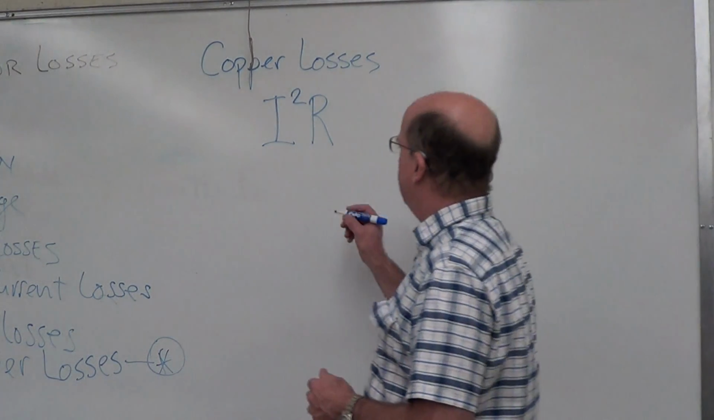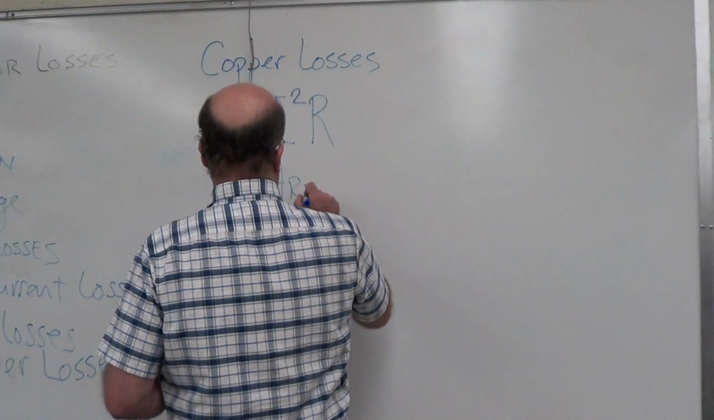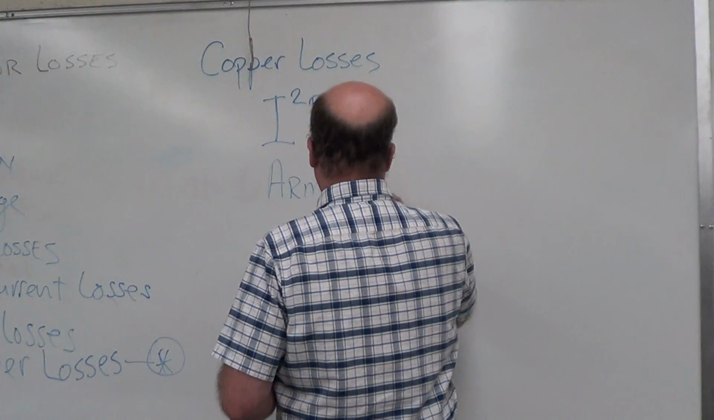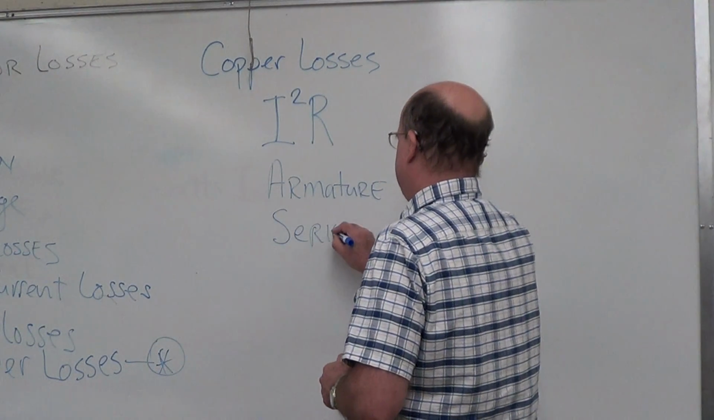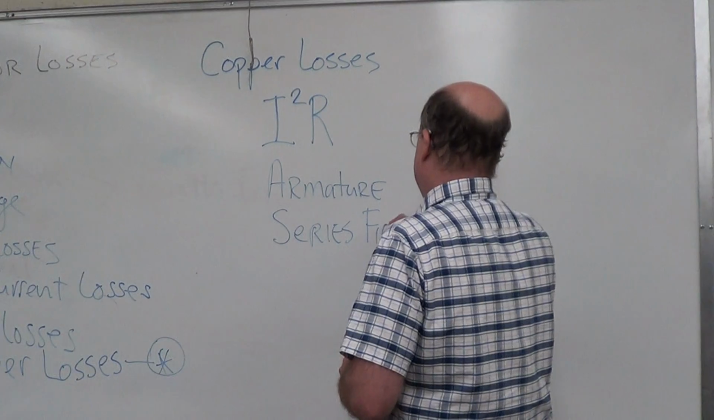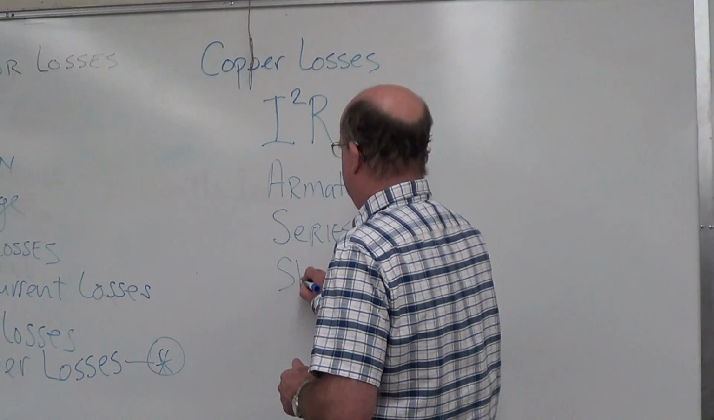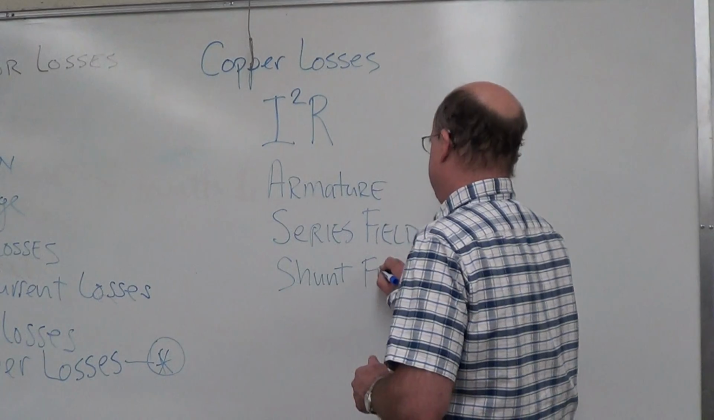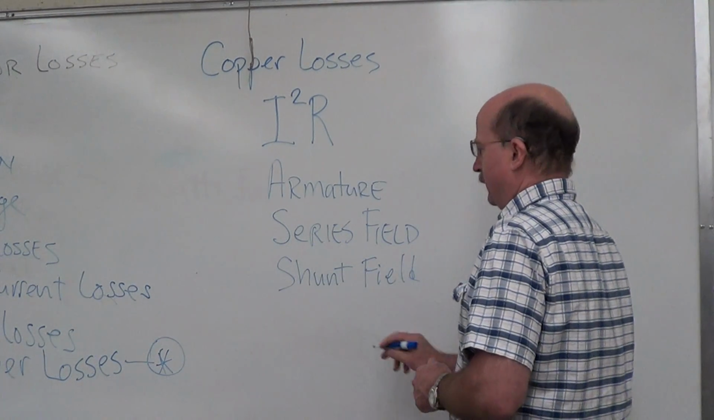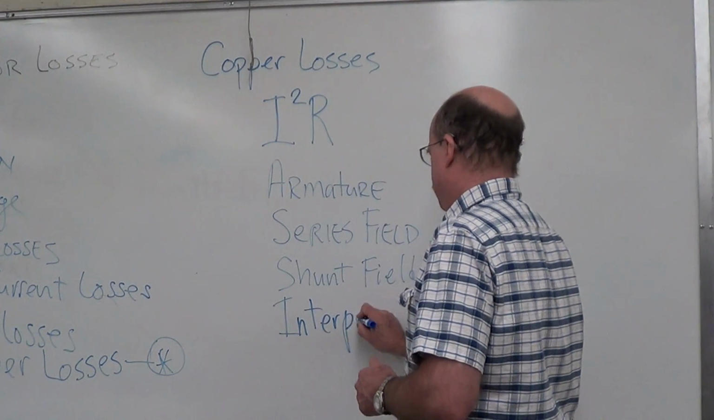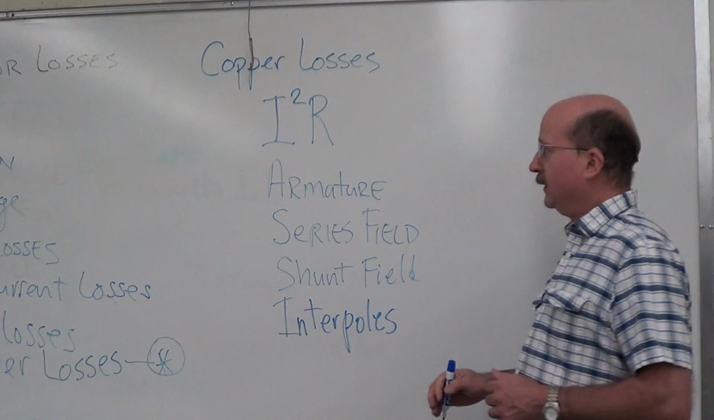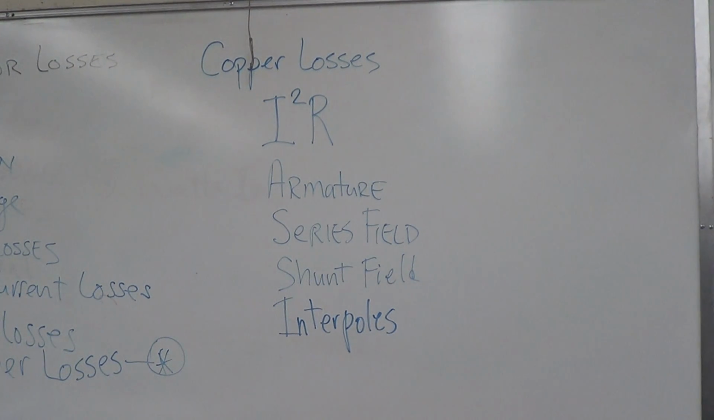Okay, what are our components? We have our armature. You have your series field. Your shunt field. Okay, interpoles. Do you have a loss at the brushes? There are losses at the brushes, but those aren't in the copper loss.